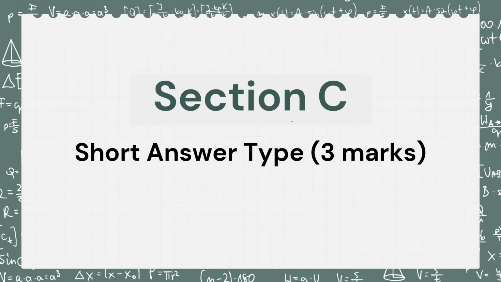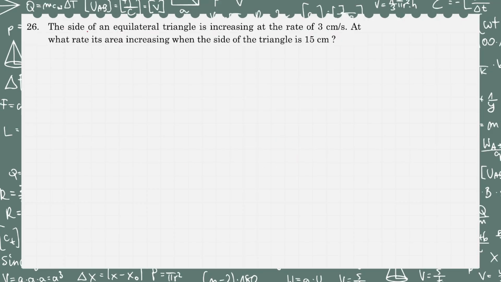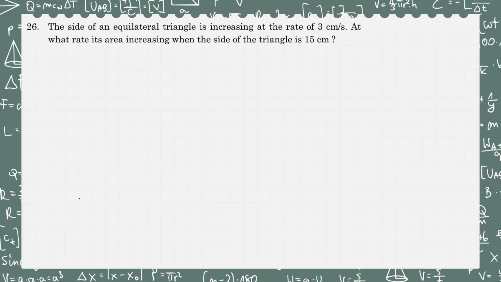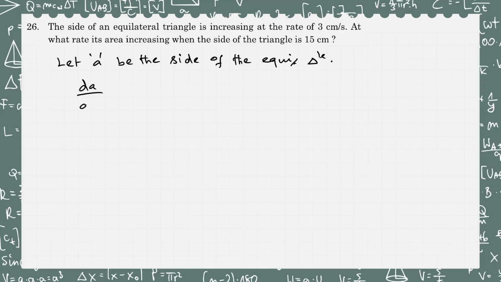Let us solve section C, short answer type, 3 marks each. Sum number 26. The side of an equilateral triangle is increasing at the rate of 3 centimeters per second. At what rate is its area increasing when the side of the triangle is 15 centimeter? Let a be the side of the equilateral triangle. So given that da by dt equal to 3 centimeters per second.